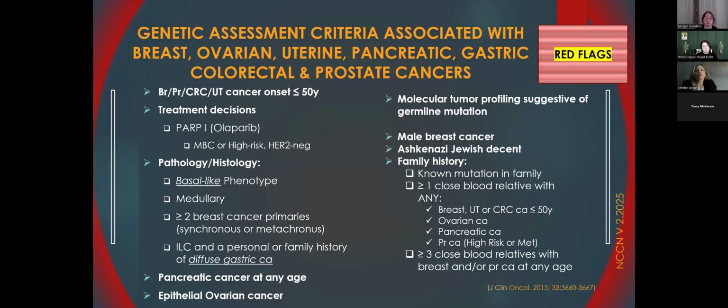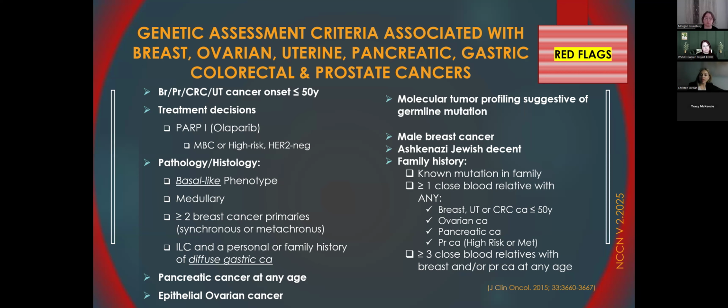I get this question a lot. What is the criteria for genetic assessment associated with breast, ovarian, uterine, pancreatic, gastric, colorectal, and prostate cancer? These are the red flags, and they are listed on NCCN as well. I'm just going to go through them. If you have a patient that was diagnosed with breast cancer, prostate, colorectal, or uterine, either at or before age 50, they do qualify for genetic testing.